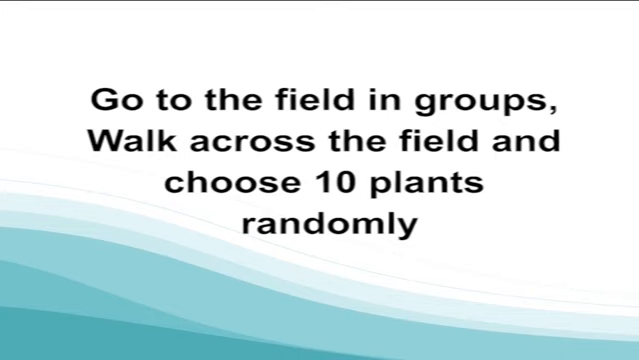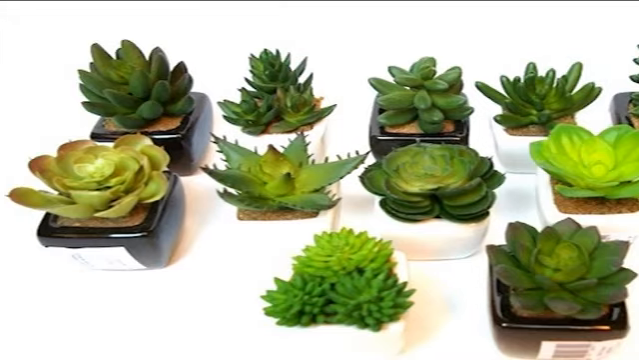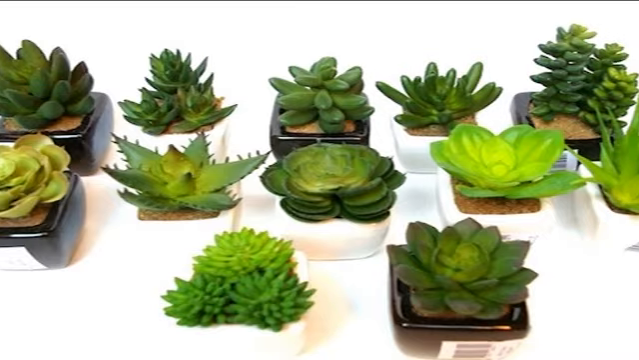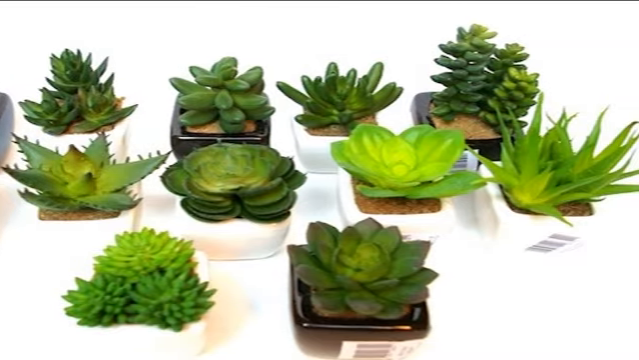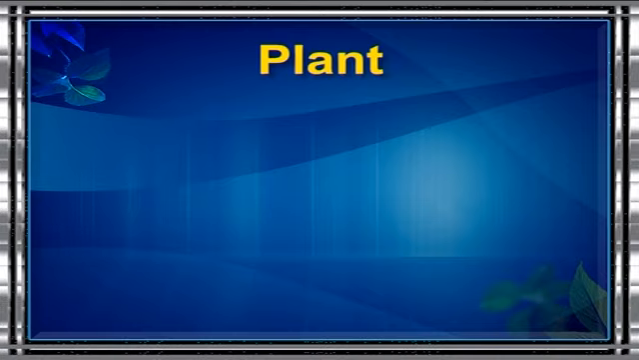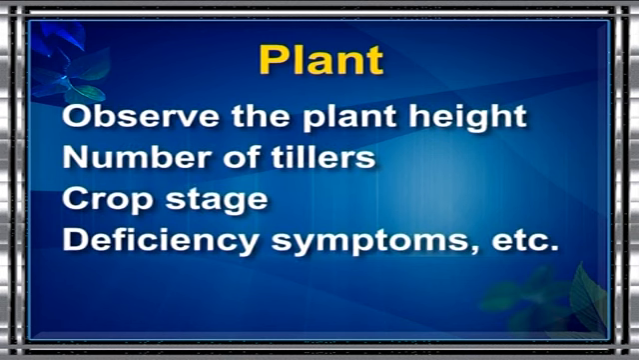Now, we shall move into the second aspect, agro-ecosystem analysis methodology. Go to the field in groups. Walk across the field and choose 10 plants randomly. Observe keenly each of these plants and record the observations. For the plant, observe the plant height, number of tillers, crop stage, deficiency symptoms, etc.